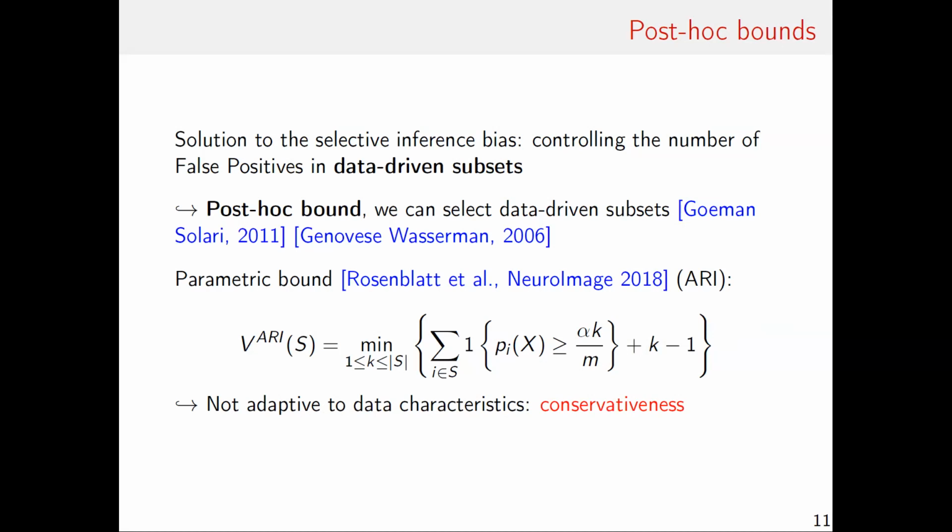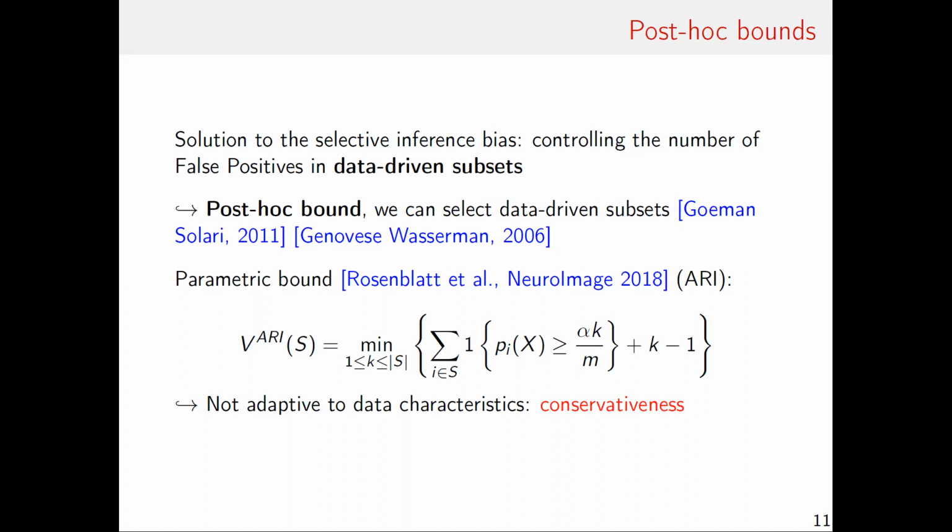And so this is of course a valid bound, but why is this not optimal? Why can't we stop there? It's that here, as you see, the threshold family, alpha k over m, is completely parametric, in the sense that alpha and m are fixed beforehand, and so this bound is not adaptive to data characteristics, in particular to the smoothness of the data. And so this leads to conservativeness on fMRI data. And so this is why we need to go further.